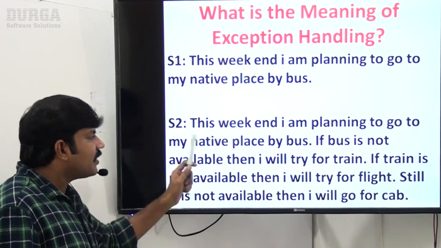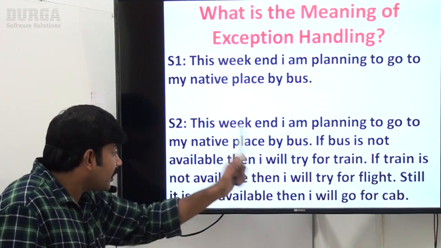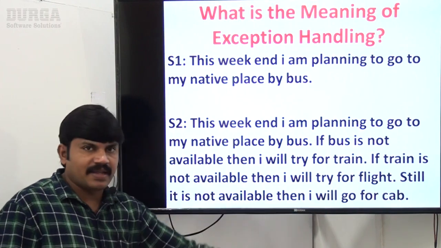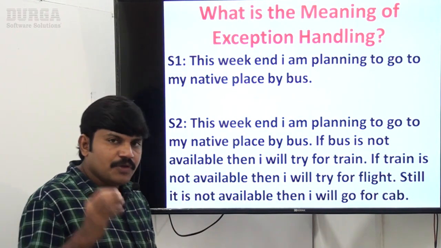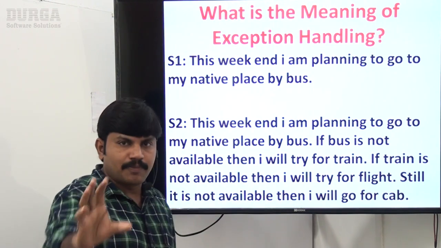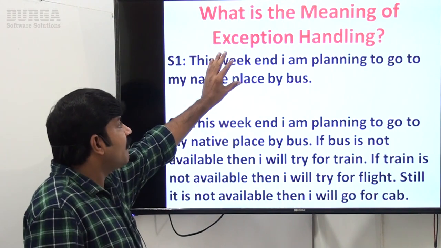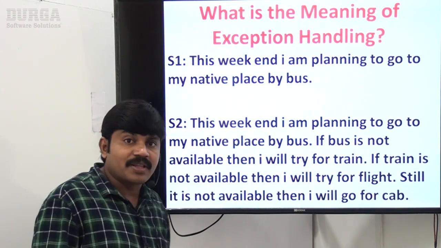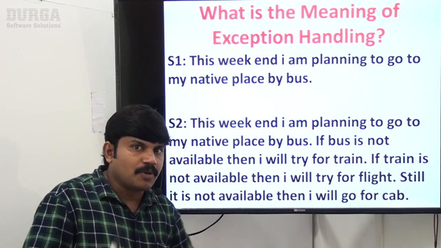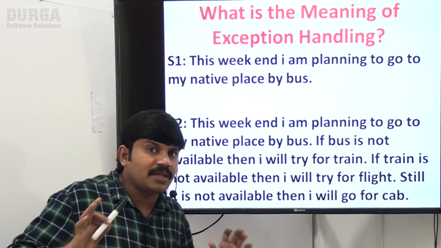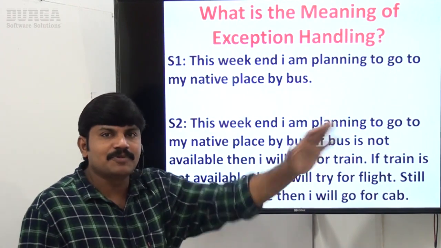If a bus is not available, if I didn't get bus tickets, then I will try for train. If a train is not available, then I will try for flight. If still it is not available, then I will go for cab. Sir, observe, you can ask a fresher to write a program, or you can ask an expert to write a program. This is the way of coding for the fresher, this is the way of coding for the expert. Remember this one, an experienced person knows what kind of common problems are there. He is already ready with alternatives at the beginning only. But this person doesn't know at runtime which problems are going to come.